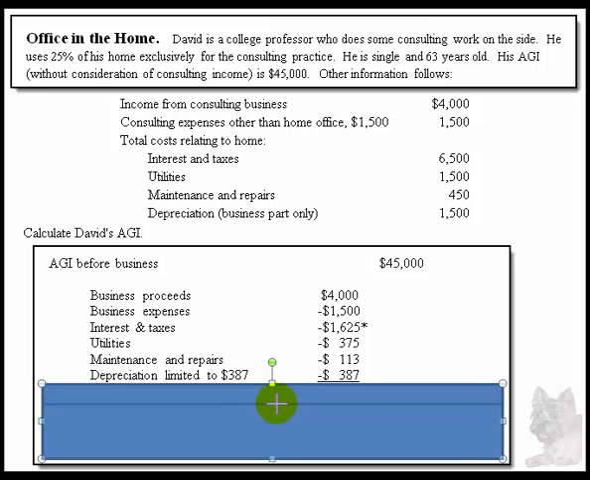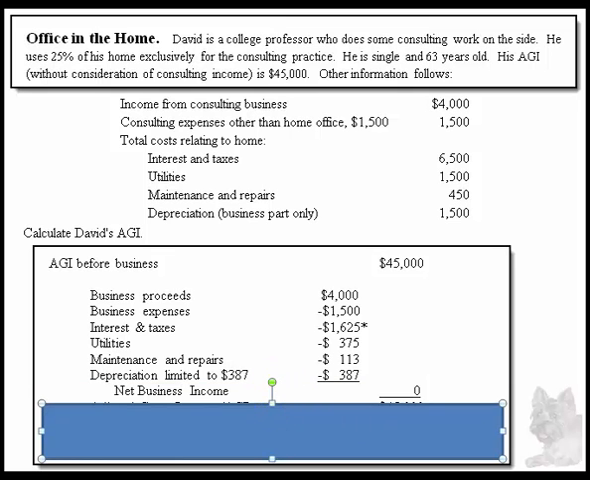All right, so when we consider those indirect items, we back out the $1,500 of direct consulting expenses, and I'm going to skip over interest and taxes here. Then we back out his utilities. We back out $450 in maintenance and repairs, and now let's take a look at the interest and taxes.